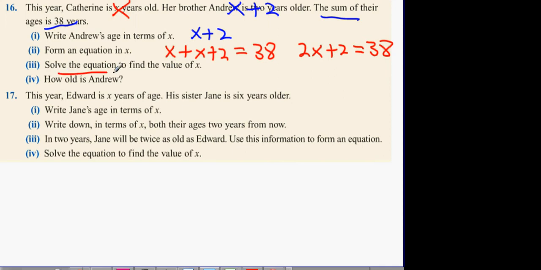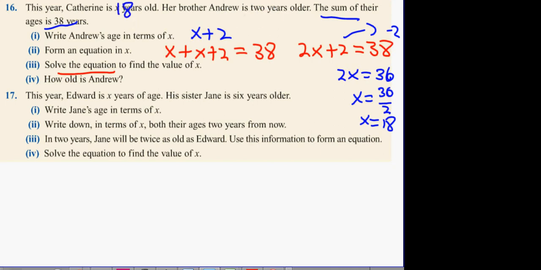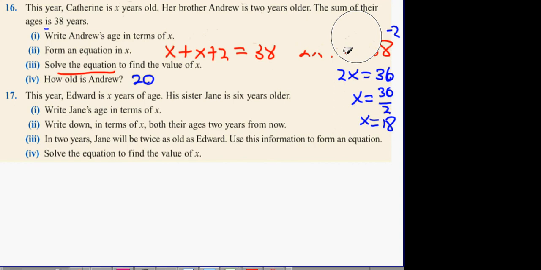Solve the equation. How do I solve this equation? Bring over the 2 and we get 36, you are right. X equals 36 divided by 2, 18. X equals 18. This means that Catherine is 18, and her brother is 20, and when you add their ages together, what do you get? 38. Perfect. Okay. How old is Andrew? Andrew is 20. Okay, moving on.